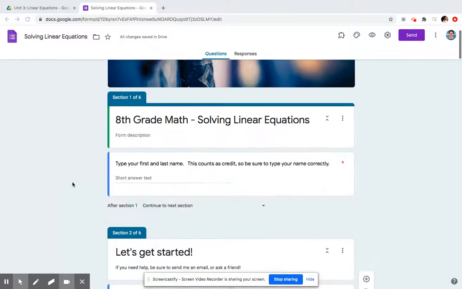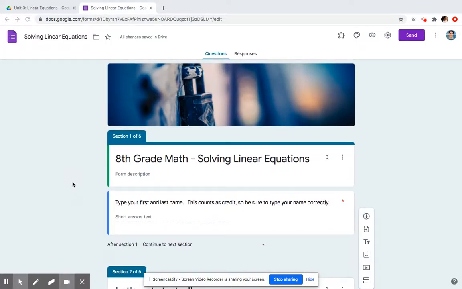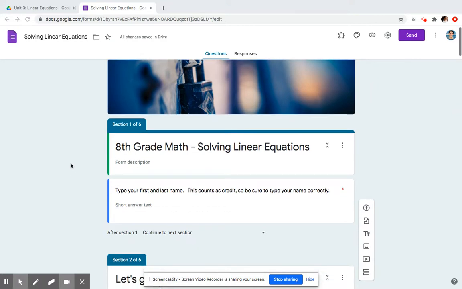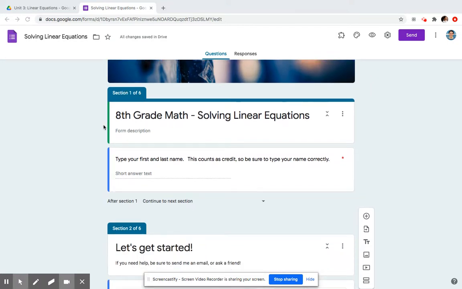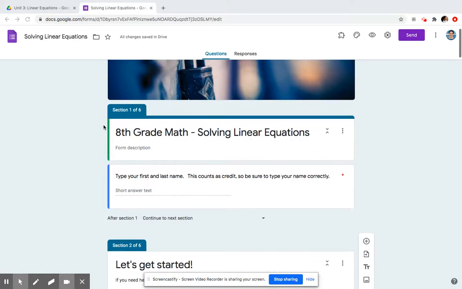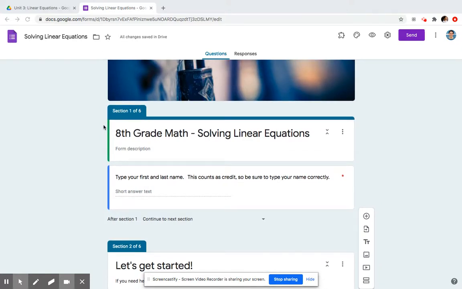Like fitters, you're going to be doing linear equations today, and you're going to be doing a linear equations escape room. So your goal is to get through this whole entire document. There's 6 sections, okay? Well, in reality, more like 4. So there's 4 questions total.